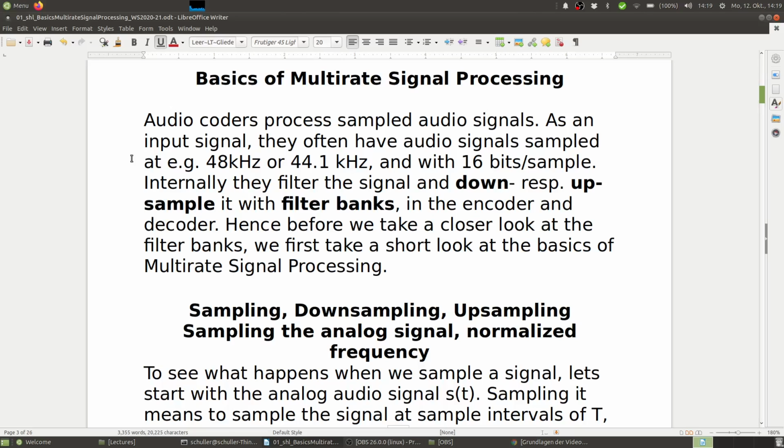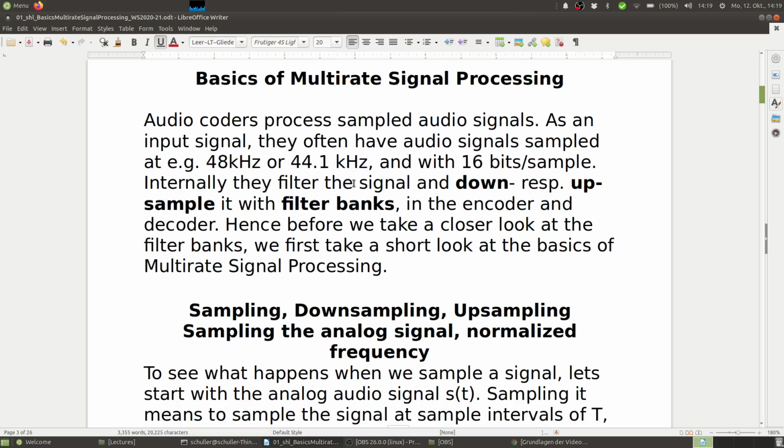Yeah, so audio coders process sampled audio signals. As an input signal, they often have audio signals sampled at, for instance, 48 kilohertz or 44.1 kilohertz. So this is for the CDs, for instance, the standard sampling rate. And usually it's 16 bits per sample. That's the most commonly used number of bits per sample. And this is also identical to what's used at audio CDs.